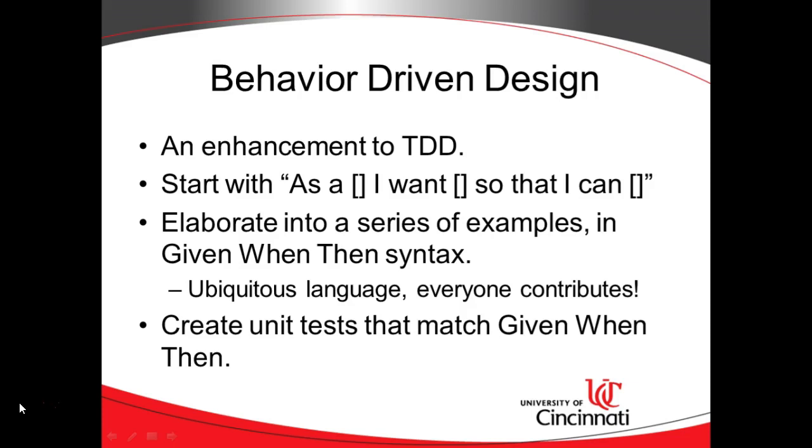Next, we elaborate into a series of examples in given when then syntax. When I say elaborate, I mean any stakeholder: developer, QA, business analyst, project manager, business owner, product owner, anybody. Because we all understand what given, when, then means in the English language, if we speak English. So we can all come up with these examples.